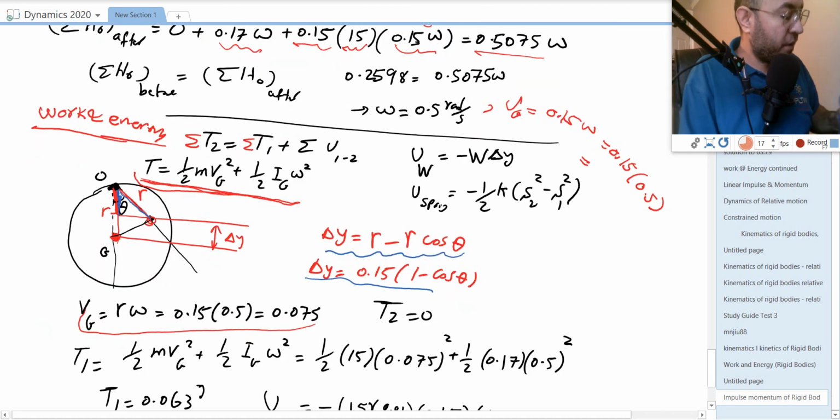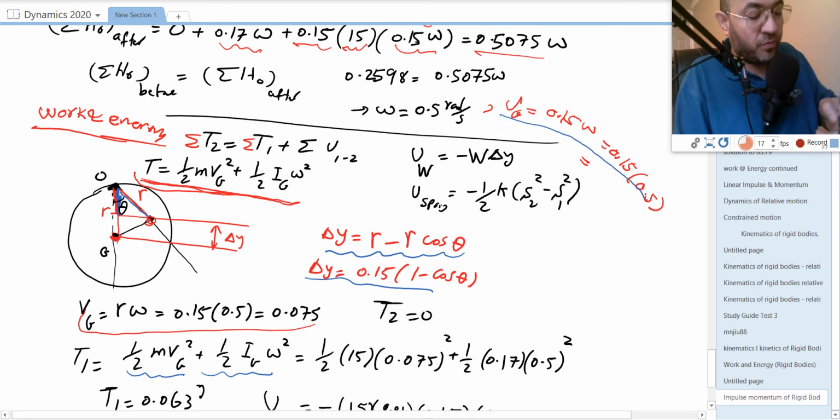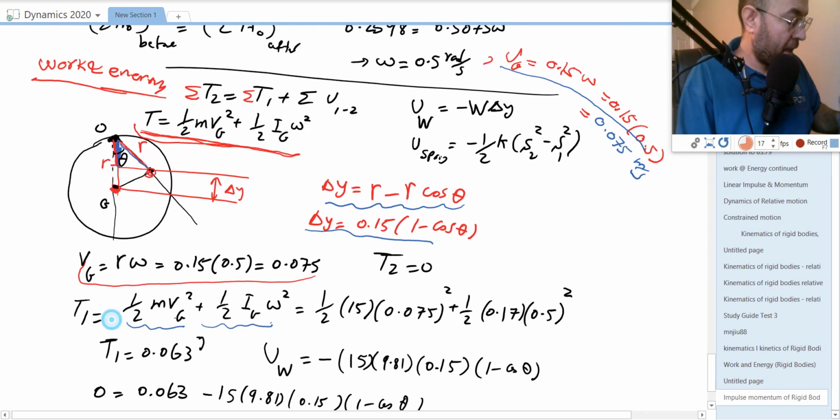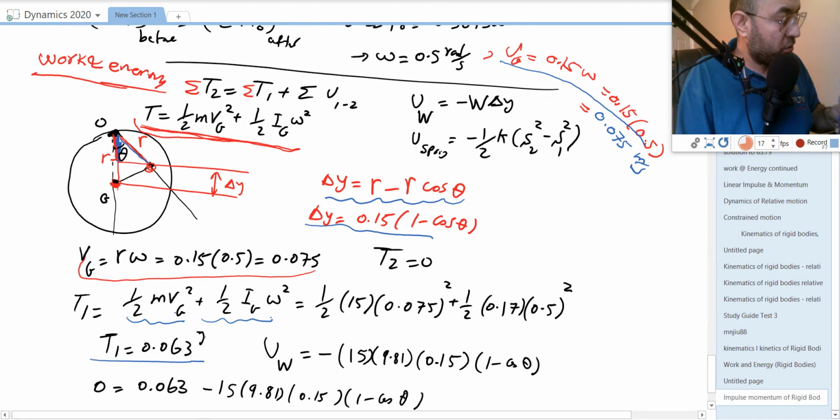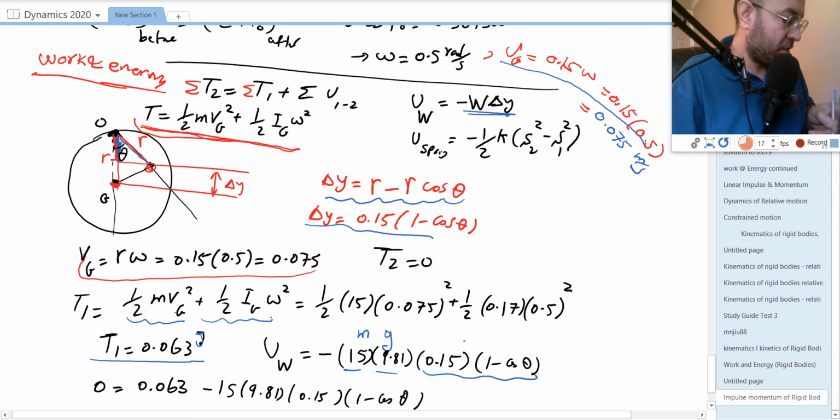T1, we can actually find T1. T1 is half of mvg to the power of 2 plus half of Ig omega squared. Again, we already found vg, which is 0.075, and we already have omega, which is 0.5. Now I'm going to put them in this equation. We know Ig and m, and you end up with T1 as this much joule. U1 to 2 is minus W delta Y. Again, I have it here, minus W delta Y. This is M, this is G, and this is delta Y.